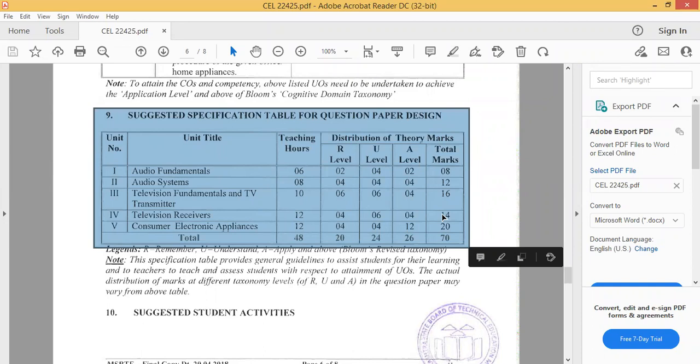So what you have to do, you have to attend every lecture, you have to solve all the assignments, all the unit wise tests.